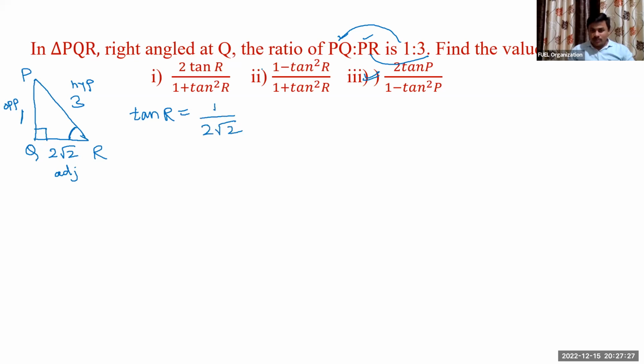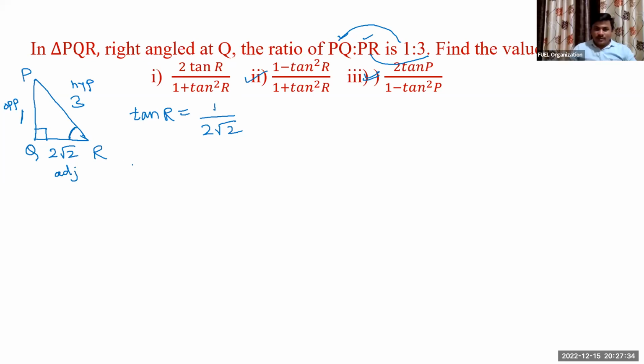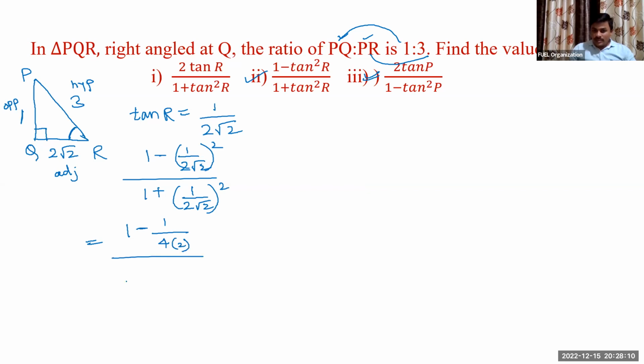Which one do you want me to solve, first one or second one? You can go on with the second. The first one is easy. Okay, second one. The second one values are 1 minus tan square R. So tan R is 1/2√2, whole square, divided by 1 plus, again the same, 1 by 2 root 2 whole square. If you simplify, 1 minus, squaring, 1 square is 1 only. 2 square, you get 4. And this square root also you should square. Square root of 2 whole square is nothing but 2. Whole divided by the same thing, 1 divided by 4 into 2.